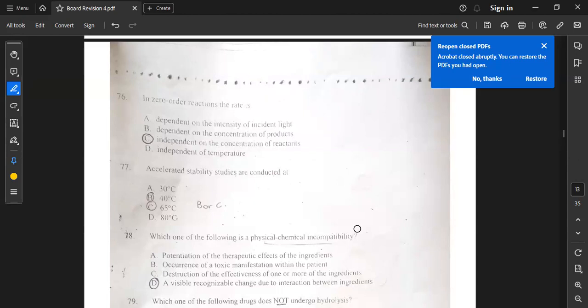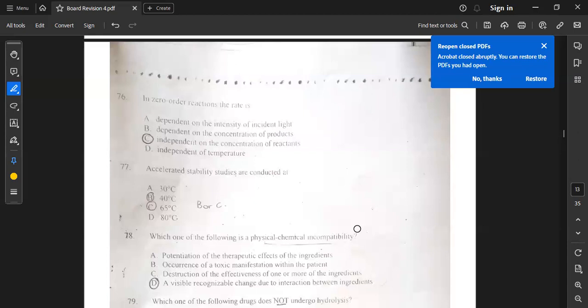So in zero order, we've seen it's not dependent. In zero order, we just need the presence of the reactants. However much or however little they are, they have no impact on the rate of the reaction. But in first order, if you double the concentration of the reactants, you double the rate at which the reaction will occur.